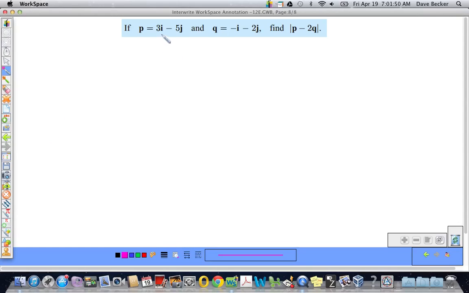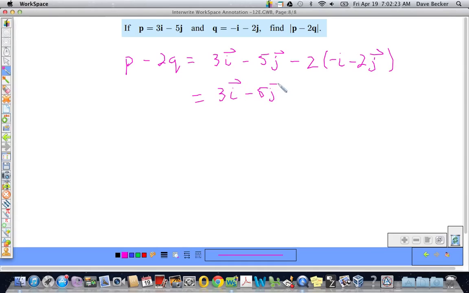And what about this? If P equals 3i minus 5j and Q equals -i minus 2j, find the magnitude of P minus 2Q. So P minus 2Q is going to equal 3i, remember these are the unit vectors i and j, minus 5j, minus 2 times -i minus 2j, which equals 3i minus 5j plus 2i plus 4j. You know, we're using unit vector notation. The rules are not any different. It's like combining variables.